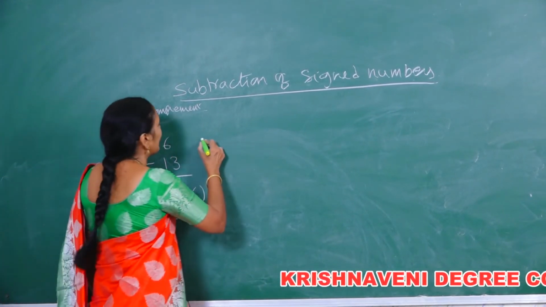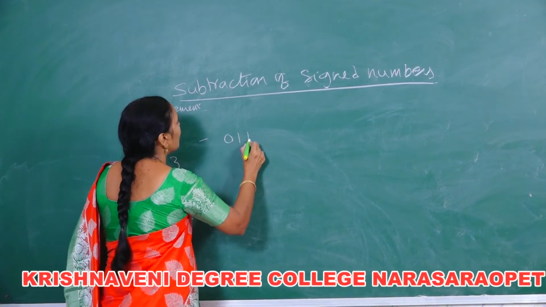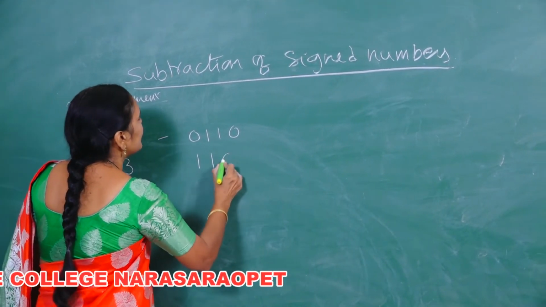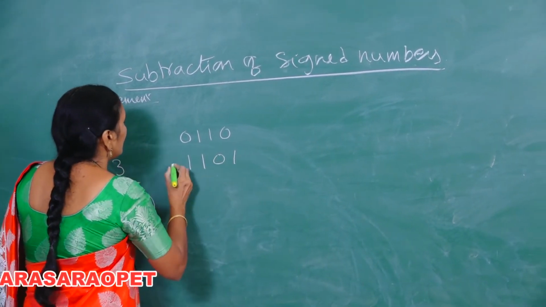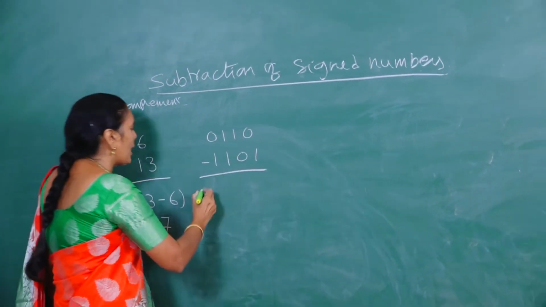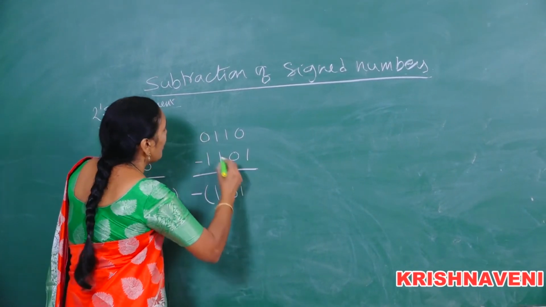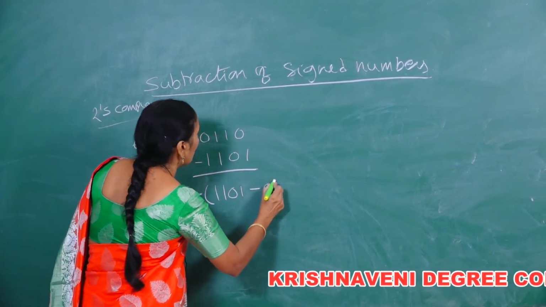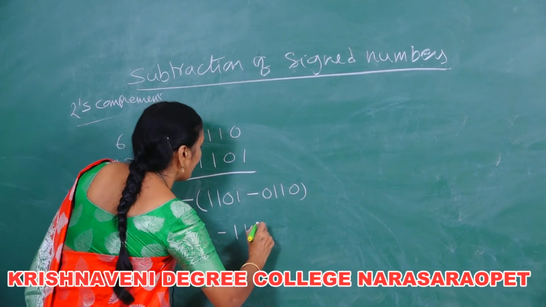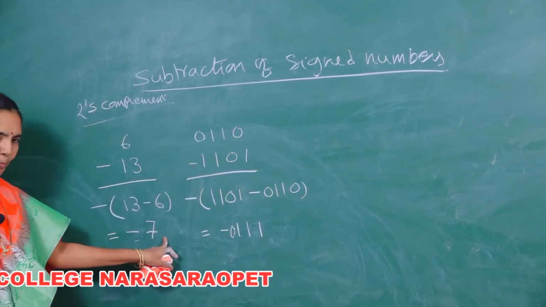So, when I represent in a normal binary format, the value of 6 is 0, 1, 1, 0 and the value of 13 is 1, 1, 0, 1. So, I can't subtract a larger value from a smaller value. I will take the minus thing as common. 1, 1, 0, 1 minus 0, 1, 1, 0, whose value equal to minus 1, 1, 1, which is the obtained answer.